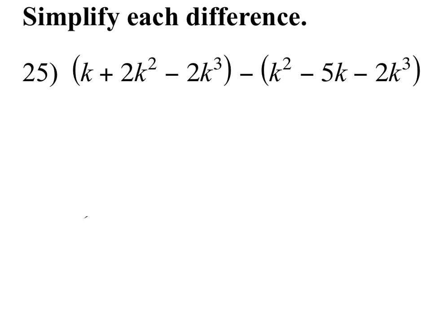Here we've got a combination of like terms. I'm going to start with my first piece, k, and I'm going to look over here. I've got minus 5k. K minus negative 5k is going to be positive 6k.